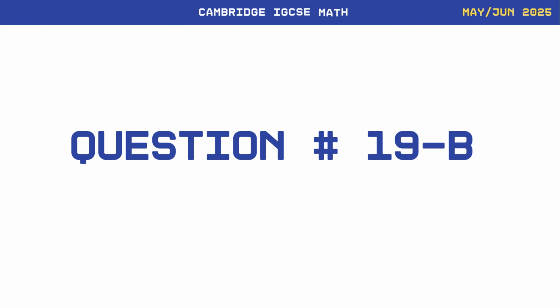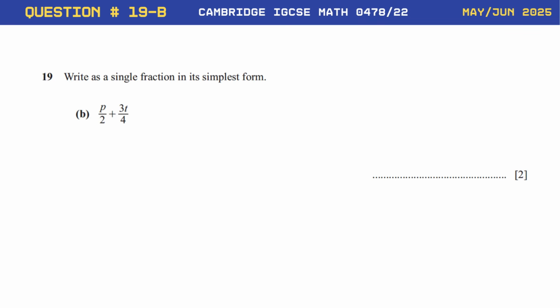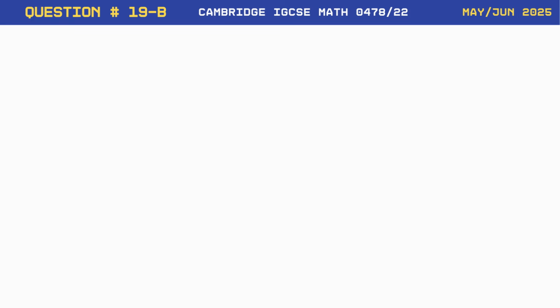Question 19, Part B. Write as a single fraction in its simplest form, p by 2 plus 3t by 4. In this question, the denominators of both terms are different, so we cannot directly add them. We will make the denominators the same. To do this, we multiply the first term by 2, so that the denominator becomes 4.